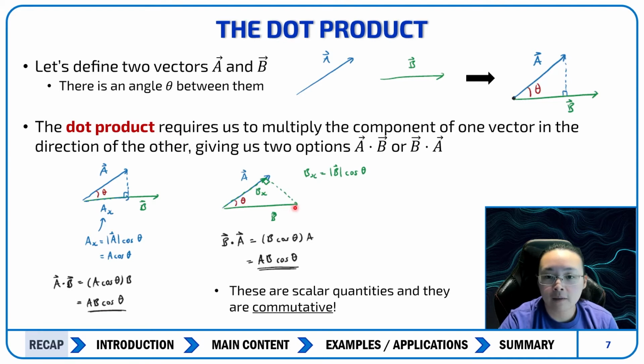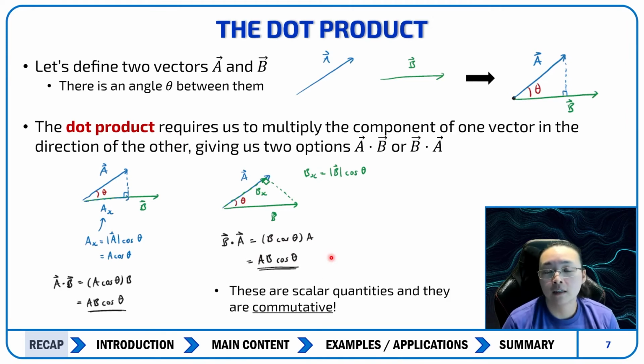How do I get the component of b along the vector a? So I now take a look at this triangle. I need to figure out bx, which is this way. I also know that cosine of theta is equal to adjacent, which is bx over b. So that means I know that bx is equal to b cos theta. So in this case, I have b cos theta times a. It's also equal to ab cos theta.